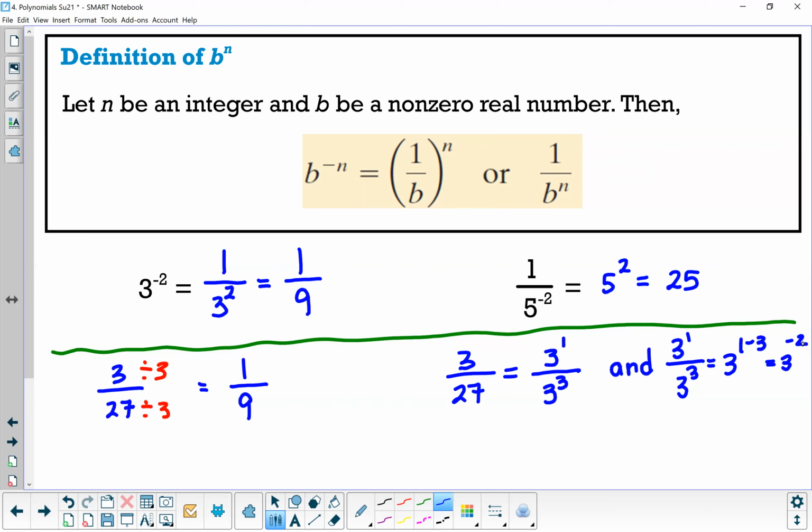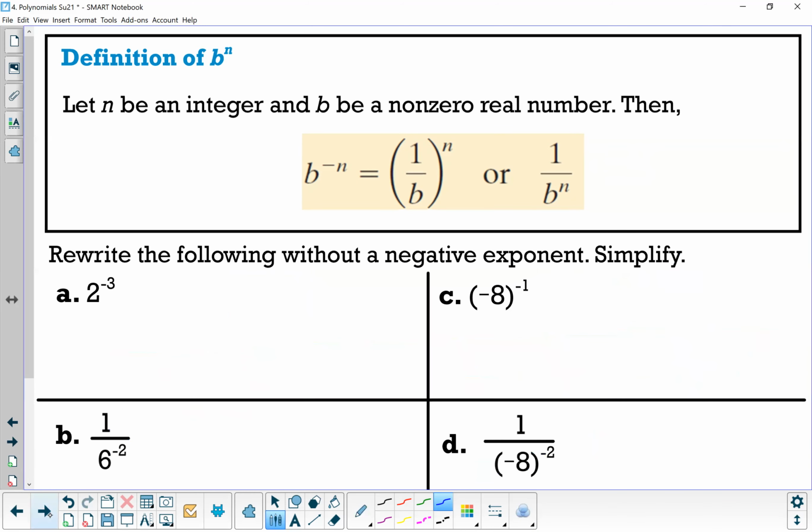Well, we already know that 3 over 27 equals 1/9, right? So 1 over 9 is equal to 1 over 3 squared, which has to also equal 3 to the negative 2. All of these have to be equivalent. So keep that in mind. Just a rough proof of why that works. All right, so let's apply some of these.